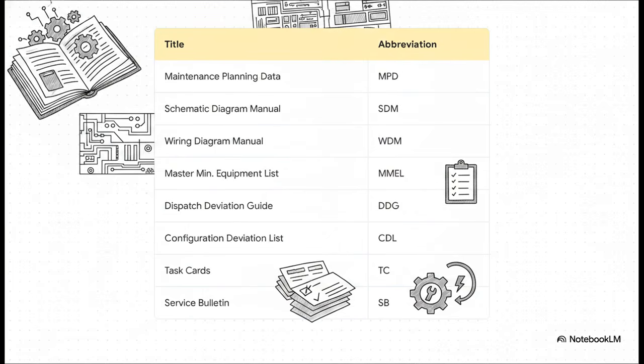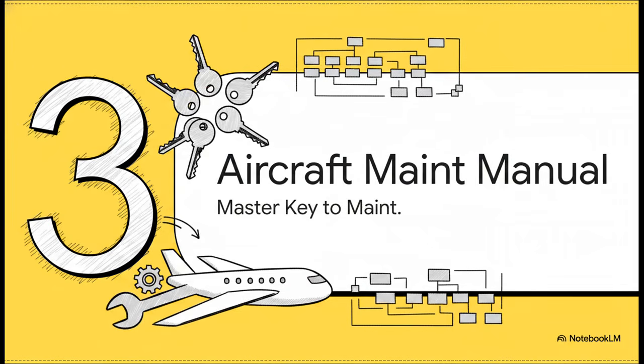Let's move to the next set and see how this builds because the scale only grows from there. For deep electrical or systemic tracing, you have the SDM for schematic diagrams and the WDM for wiring diagrams. But then there are the critical operational guides, the MMEL, the DDG, and the CDL. These documents are huge because they dictate the strict regulatory limits of whether a plane can even legally take off with a specific compromised component. Finally, the day-to-day physical work is driven by task cards, or TC, and critical manufacturer updates come directly via an SB, a service bulletin.